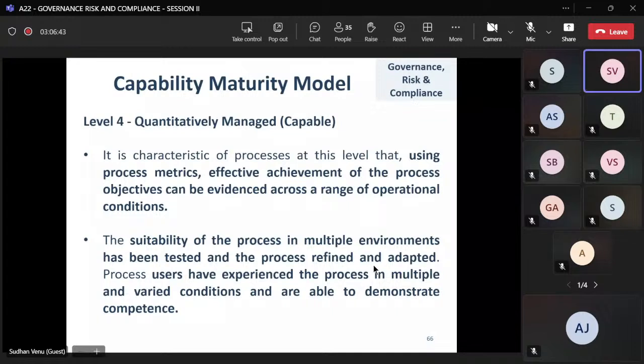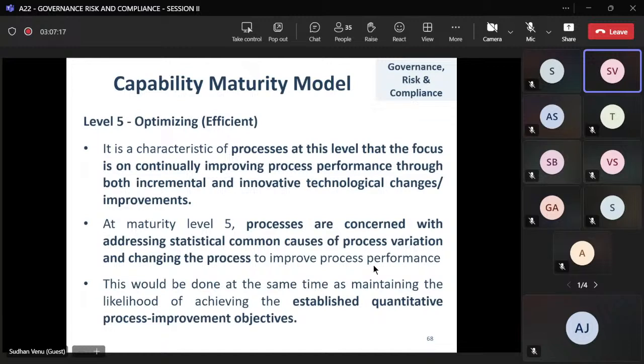And the fourth one is quantitatively managed, and we have already discussed quantitative and qualitative. Quantitative means in terms of numbers and mathematical orders. So quantitatively managed is capable of using process metrics and effectively achieving process objectives, which can be evidenced across a range of operational conditions. And the sustainability of the process, across multiple environments, has been tested, and the process redefined and adapted in terms of quantitative management.